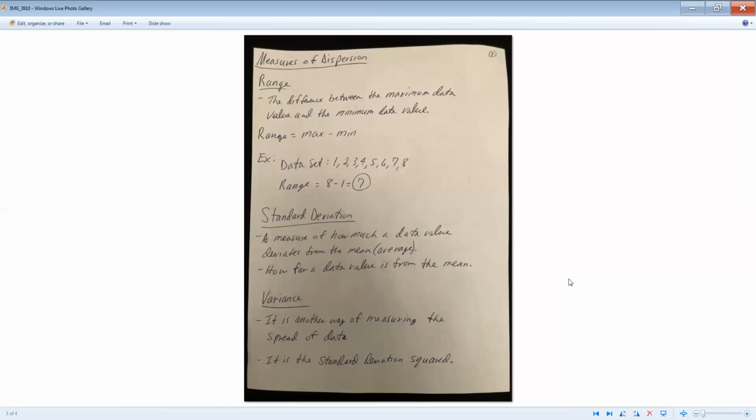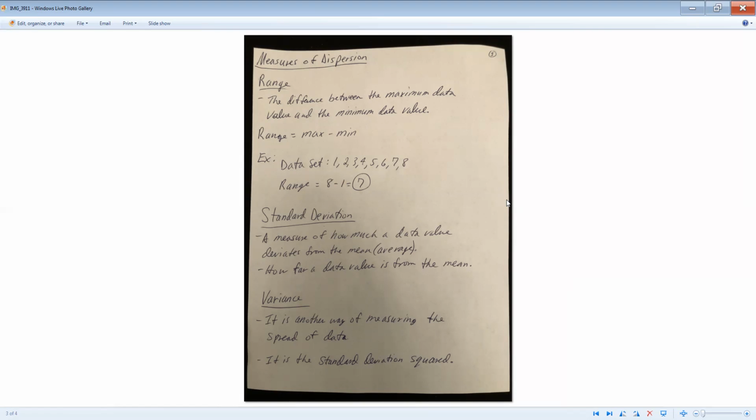Measures of dispersion. Your range is going to be the difference between the maximum data value and the minimum data value. So you just do max minus min. If my data set was 1 through 8, my maximum is 8, my minimum is 1, so 8 minus 1 is 7. So my data set range would be 7.